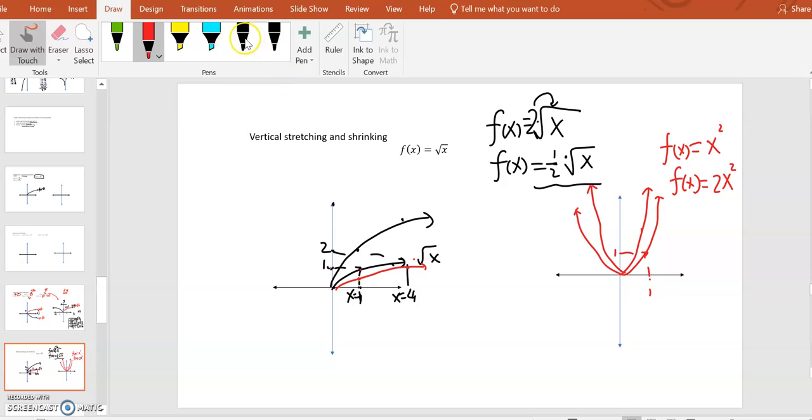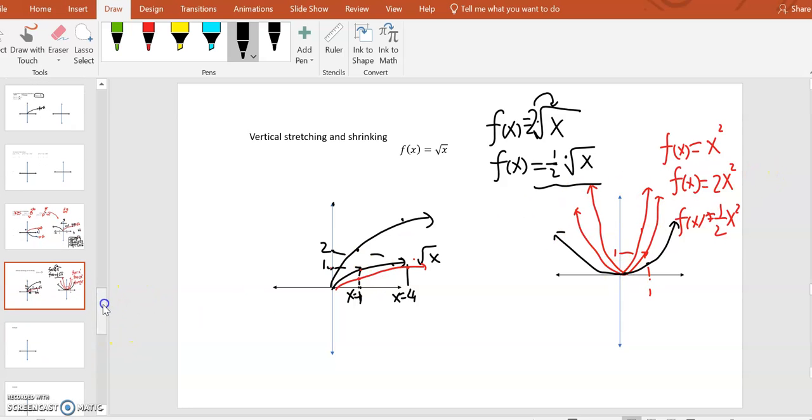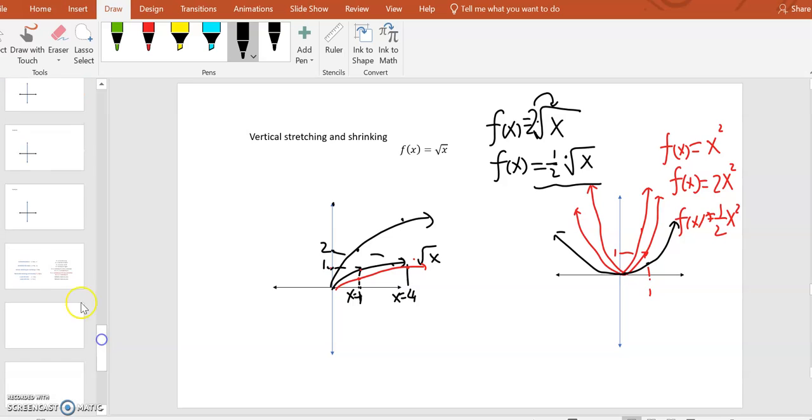And now, what if we multiply by 1/2? If we multiply by 1/2, this y, 1, will become 1/2. So that's going to be down here. And as you can see, the graph actually becomes wider. What we usually say is it's a vertical shrinking. All right, so we summarize all of those here.